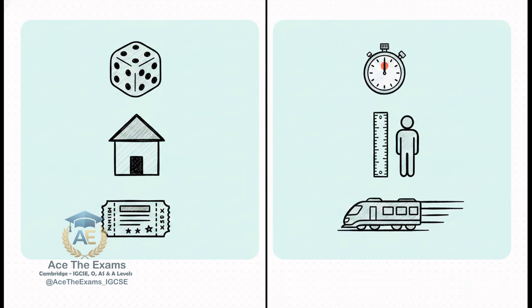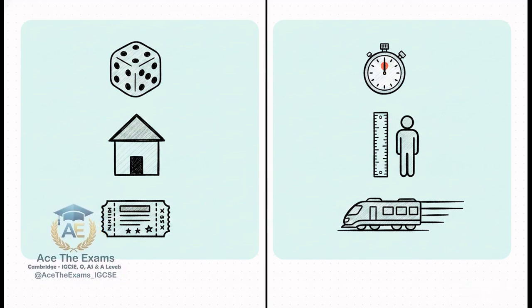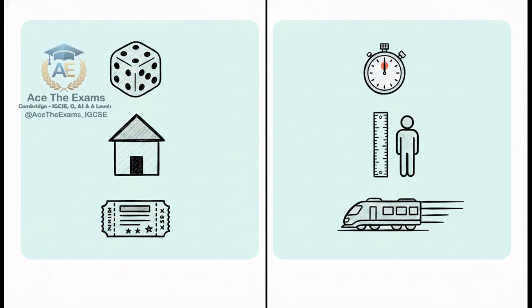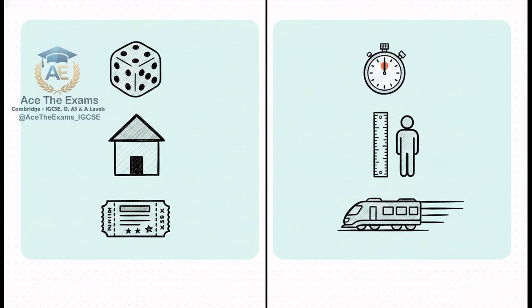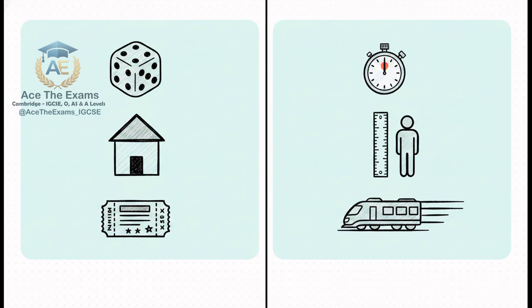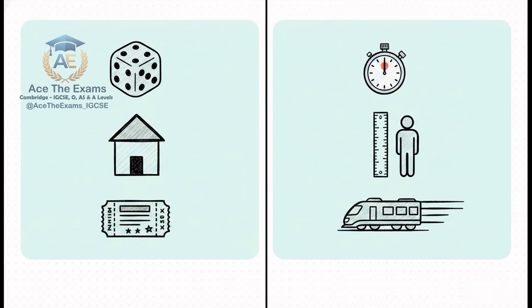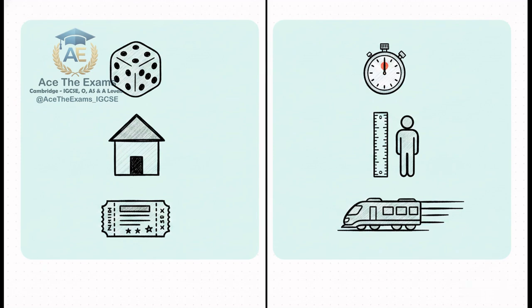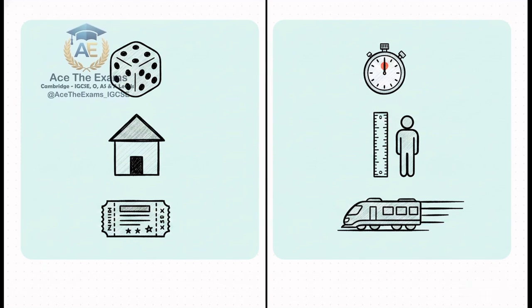On the left side, we have discrete data. These are specific, unbreakable values. Think about a dice score, right? You can roll a 3, or you can roll a 4, but there is absolutely no universe where you roll a 3.72. Your house number, the number of tickets sold for a concert, these are discrete. They are distinct, separate items.